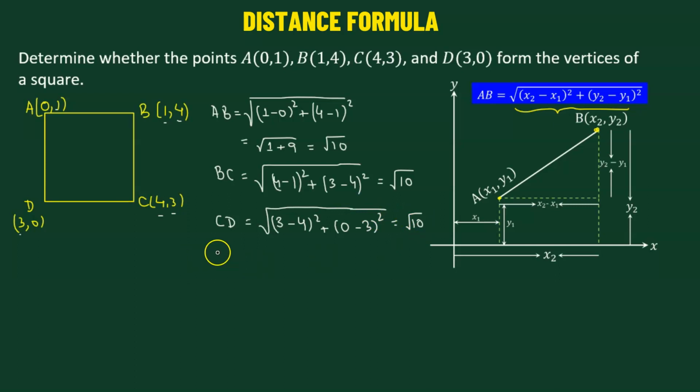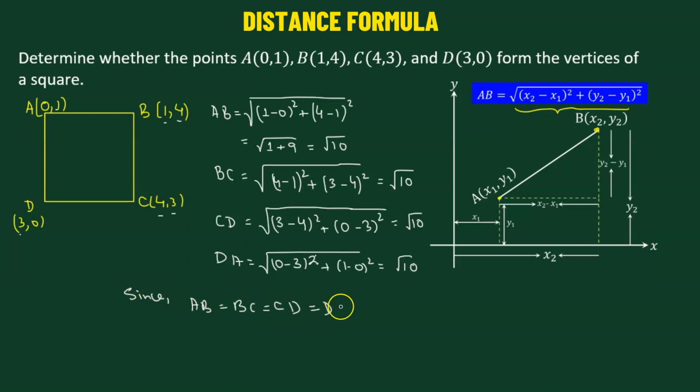And then finally we have DA. DA is going to be equal to the square root of (0 minus 3) squared, the difference of the x coordinates, added to the difference of the y coordinates, (1 minus 0) squared, giving us the square root of 10. Now, since we have found that all 4 sides are equal, that means AB equals BC equals CD equals DA, which is equal to the square root of 10. Then we can say that ABCD is a square. So we have successfully proved our problem, hence proved.